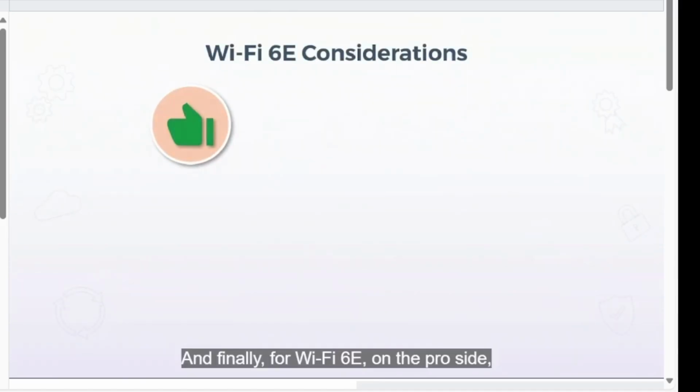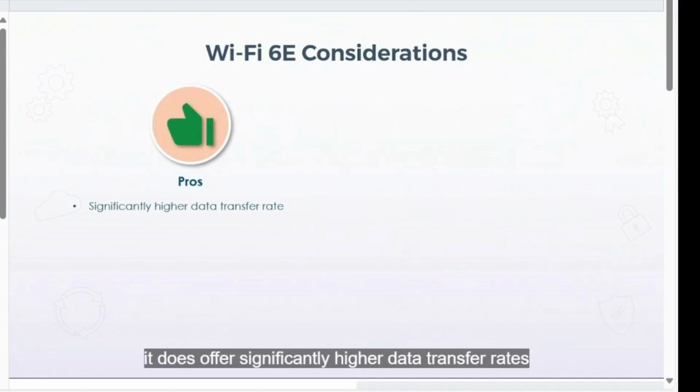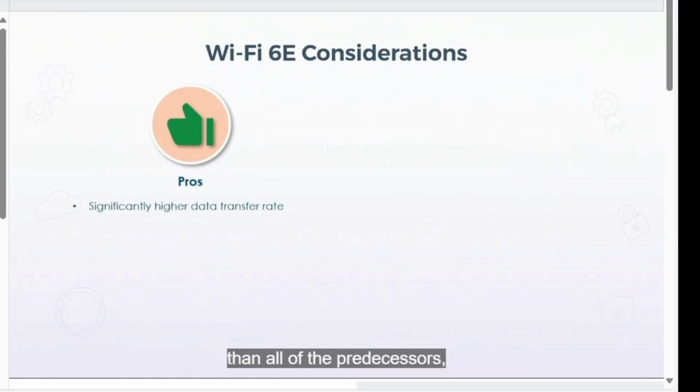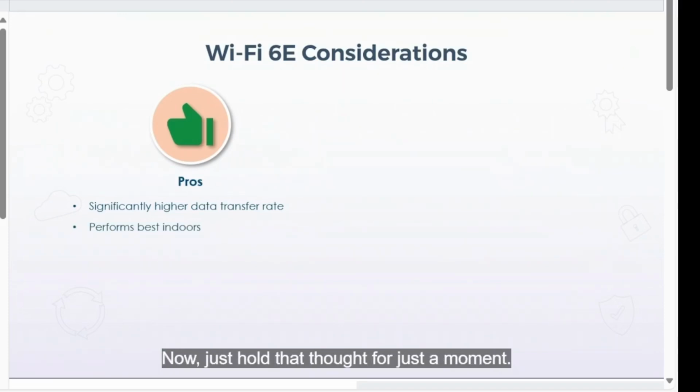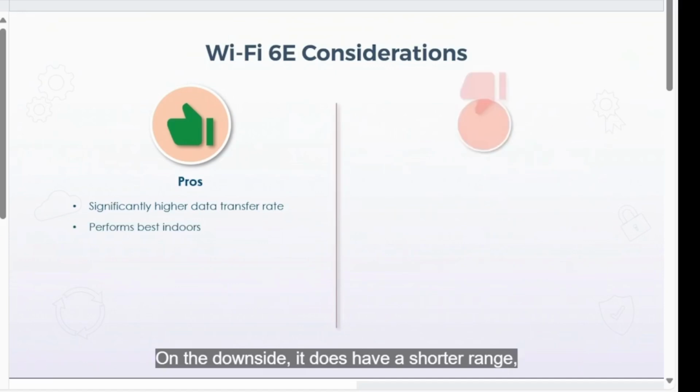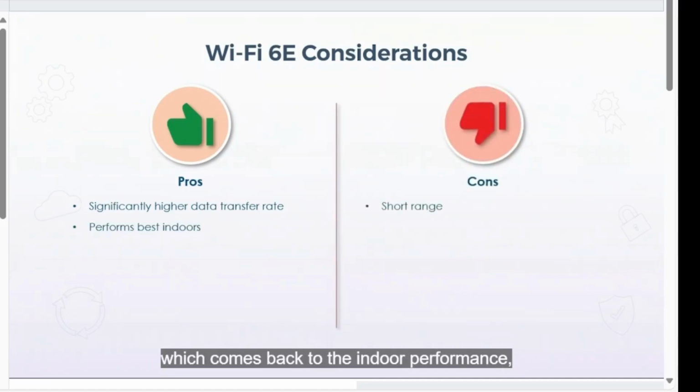And finally, for Wi-Fi 6E on the Pro side, it does offer significantly higher data transfer rates than all of the predecessors, but it is designed to perform best indoors. Now, just hold that thought for just a moment. On the downside, it does have a shorter range, which comes back to the indoor performance, but there's more on that in just a moment. It does still use a shared 6 gigahertz spectrum, which comes back to the indoor performance.